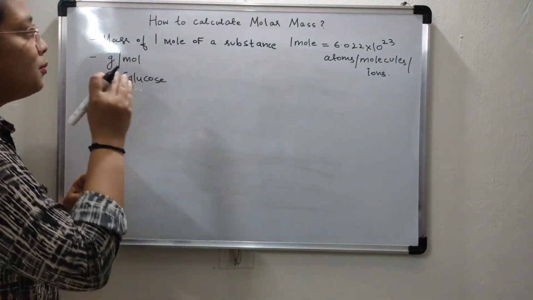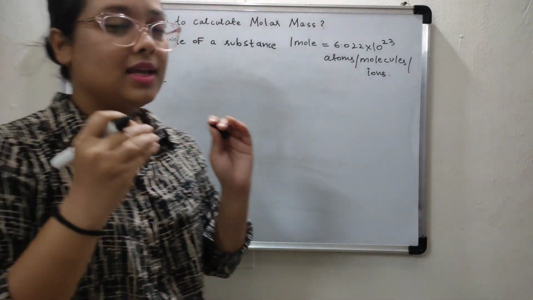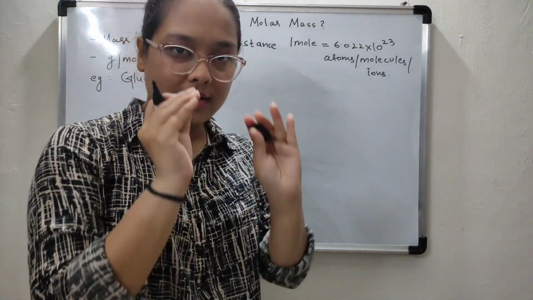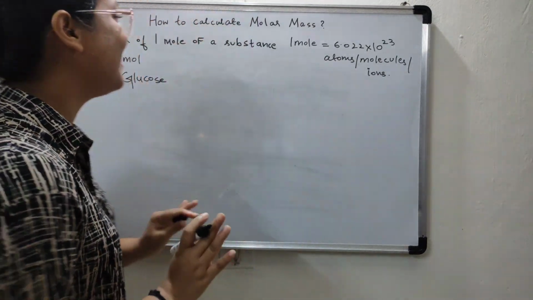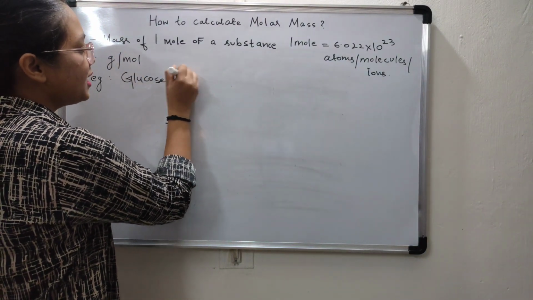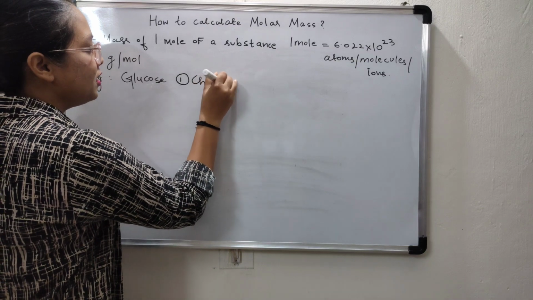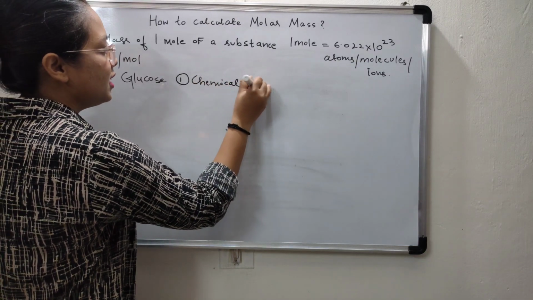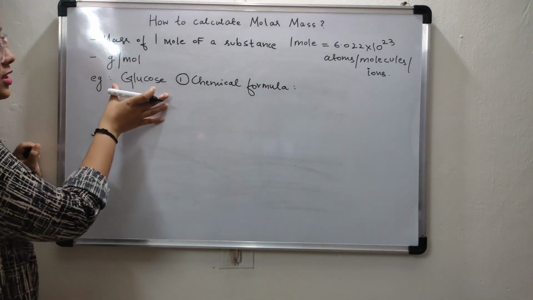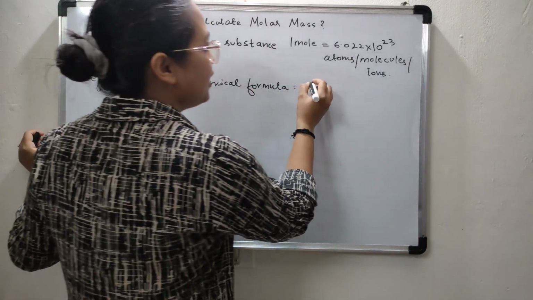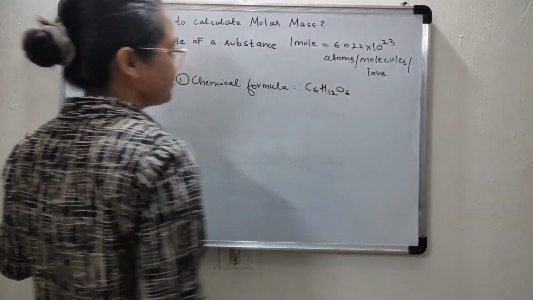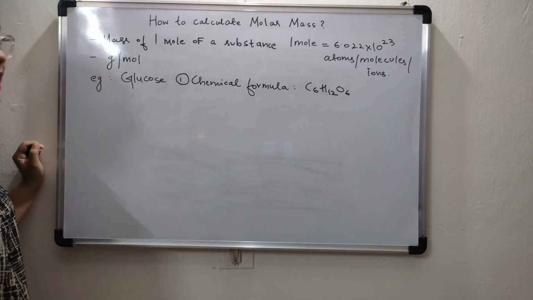Now before calculating molar mass, there is a bit of information that you require. Very little amount of information, nothing great. Step 1 is you need to know the chemical formula of the compound with which you are dealing. So suppose I am working with glucose. The chemical formula of glucose is C6H12O6.